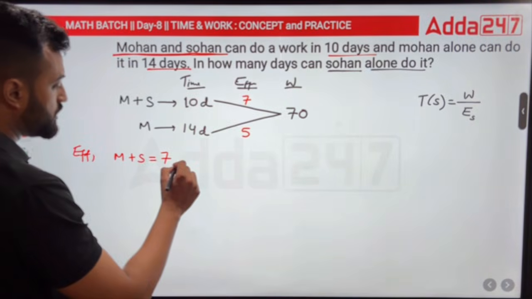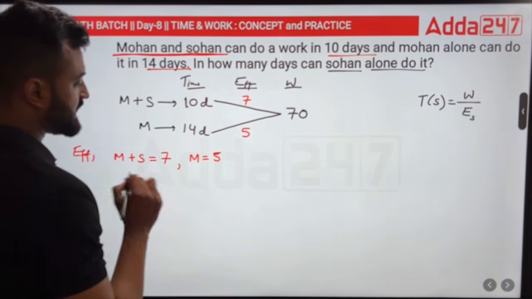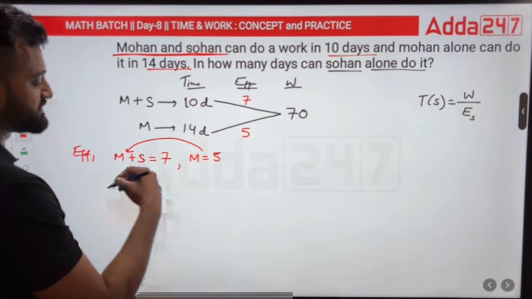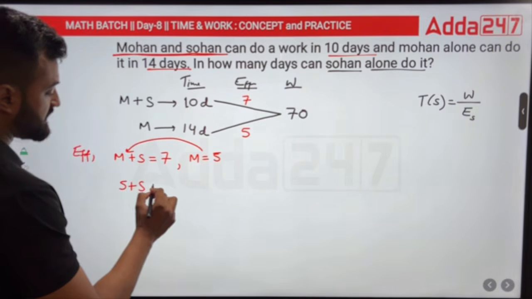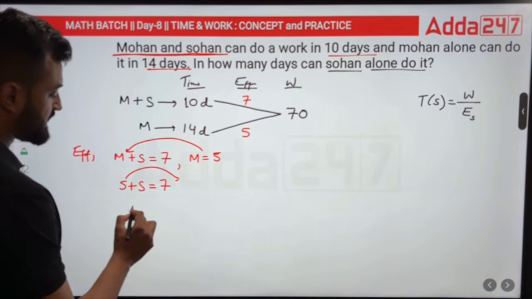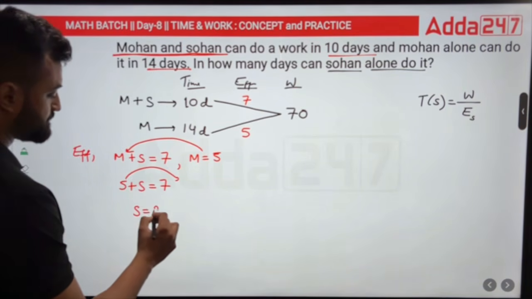Mohan and Sohan's efficiency is 7, and Mohan alone, his efficiency is 5. Now we can equate this, right? I can put this 5 out here and I can solve. I'll be getting Sohan's efficiency. So 5 plus S is equal to 7. We take this 5 to that side, so this 5 becomes negative. So Sohan's efficiency comes out to be how much? 7 minus 5 would be 2.